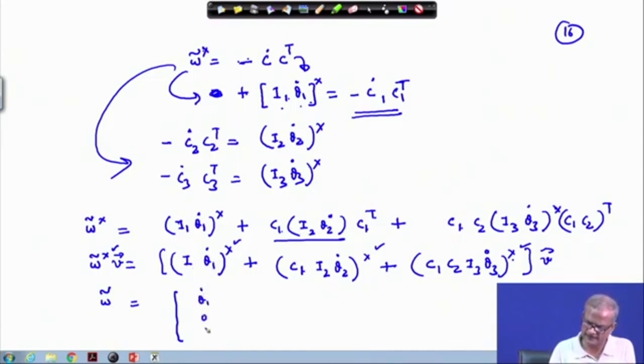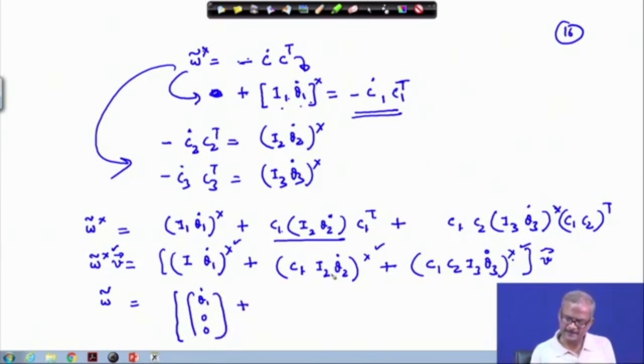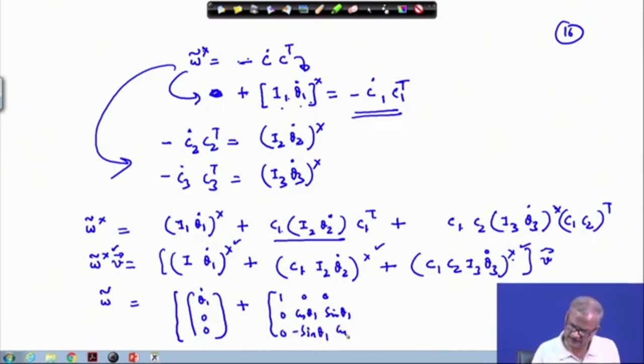So, already we have written this will be this quantity, plus C 1 times I 2 times theta 2 dot. The cross is already gone, and C 1 is the quantity which we have written as the matrix 1 0 0, 0 cos theta 1, sin theta 1, and then 0 minus sin theta 1, cos theta 1, and here this quantity is 0, theta 2 dot times 0, and plus this quantity here.